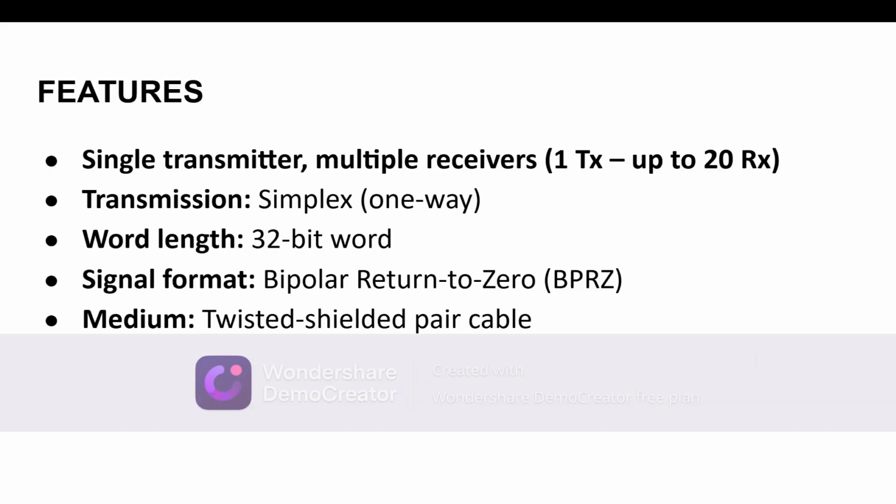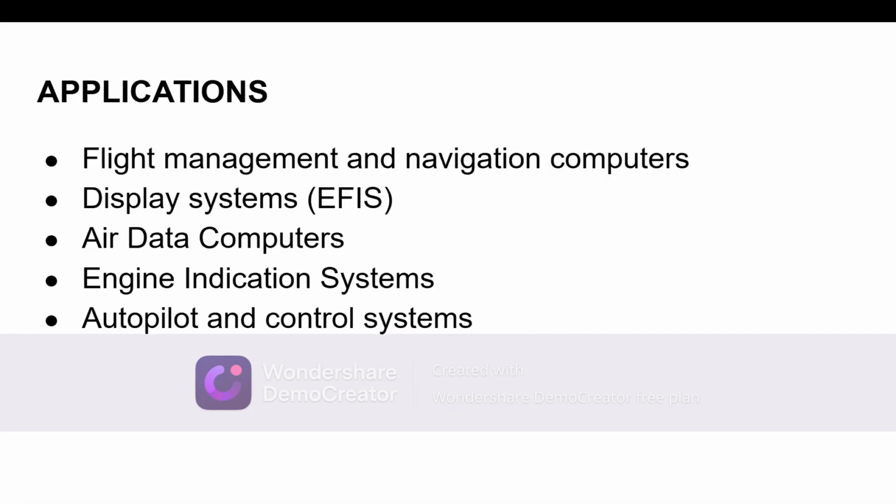Features: single transmitter, multiple receivers, 1 TX up to 20 RX. Transmission: simplex, one way. Word length: 32-bit word. Signal format: bipolar return to zero, BPRZ. Medium, twisted shielded pair cable.